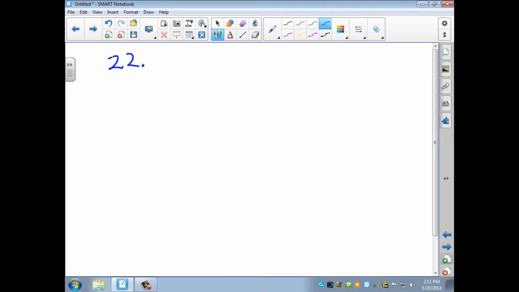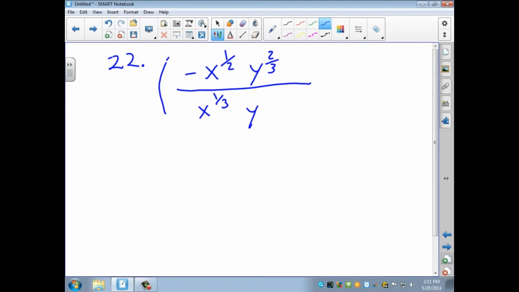So 22, there is parentheses, minus x to the 1/2, y to the 2/3, divided by x to the 1/3, y to the 3/4, the whole thing to the power of 6. Equal.